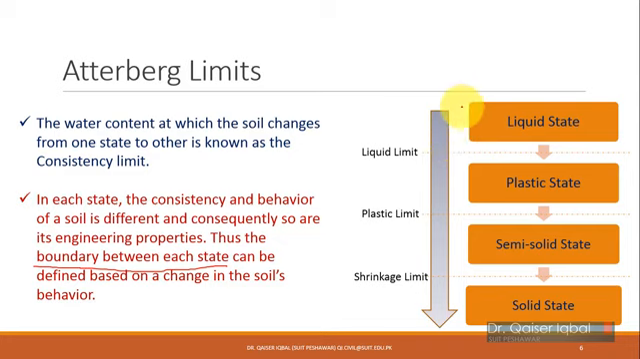If you have soil with a lot of moisture and you keep on drying it, the boundary or the moisture content at which it will change from liquid to plastic, that will be known as liquid limit. Because over here the liquid behavior is limiting. If something is limiting, it means it is going to vanish, or it is diminishing, or it is ending. So liquid limit means that the liquid state is going to limit over here.